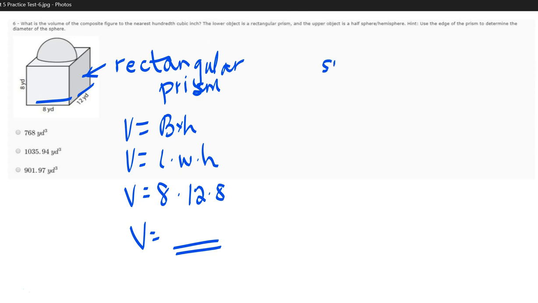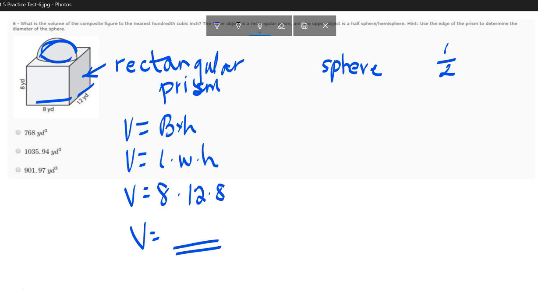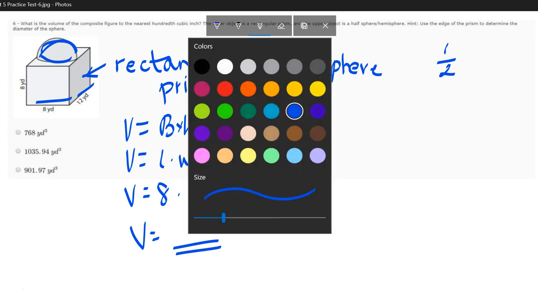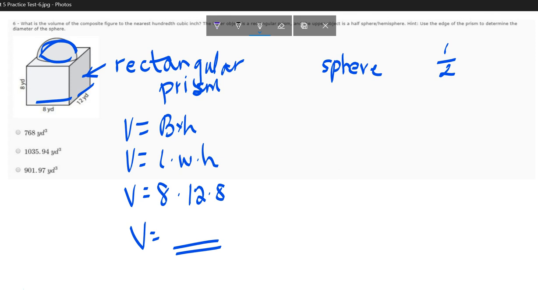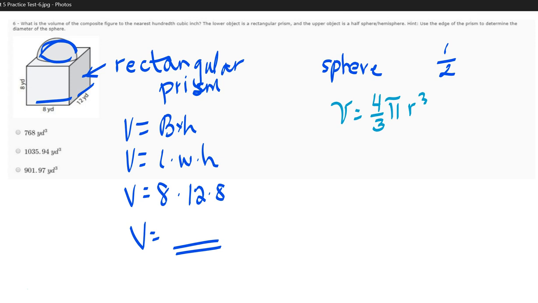And then for the sphere, we actually only end up needing half of it because it's only a half. It's a hemisphere. It's half a sphere. But a lot of kids get stuck. They're like, Miss, where is the radius? Because the formula is volume equals 4/3 pi and then the radius cubed.